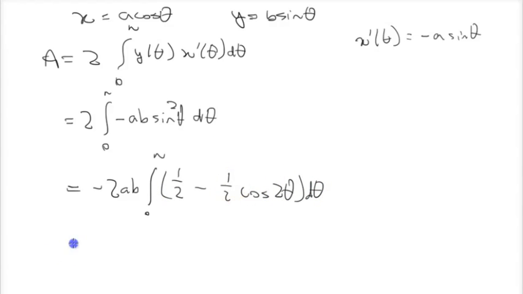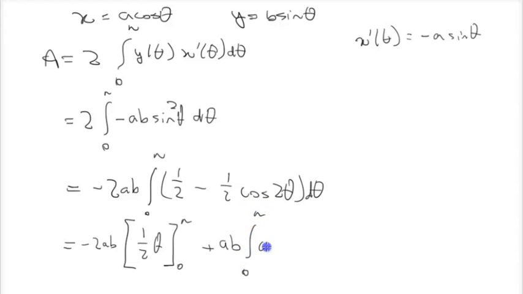Now we can integrate all this. This is all pretty easy, and we can even split it up into 2 integrals if you'd like. So now we've got 2ab times the integral of 1/2 with respect to theta. That's just going to be 1/2 theta between 0 and pi, and then this minus 1/2 we can take out, and then the minus and a minus becomes a plus, and the 2 goes away, and we're going to get an ab times the integral between 0 and pi of cosine 2 theta d theta. And so let's go into the next screen to solve this.